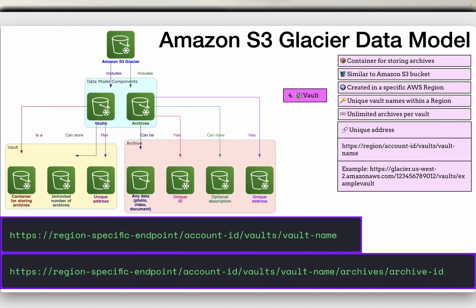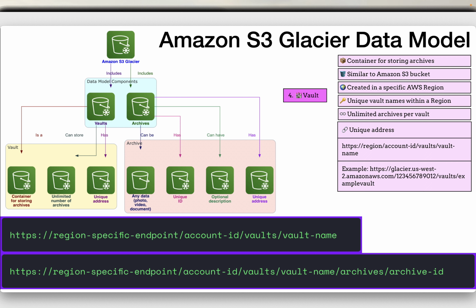Okay, and let's see what is a vault. So in S3 Glacier data model, a vault is a container for storing archives. A vault is similar to an Amazon S3 bucket. When you create a vault, you specify a name, and choose an AWS region where you want to create the vault. Within a region, an account must use unique vault names. An AWS account can create same named vaults in different regions. You can store an unlimited number of archives in a vault, and depending on your business or application needs, you can store these archives in one vault or multiple vaults.